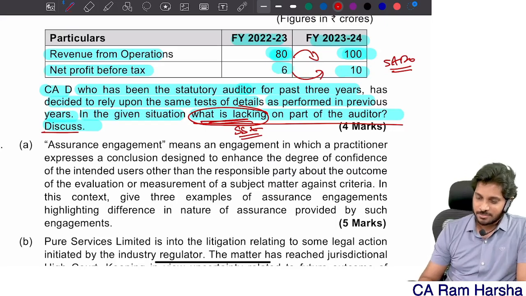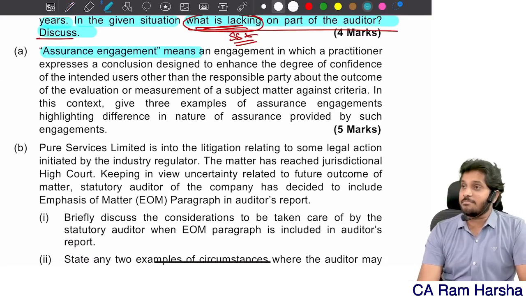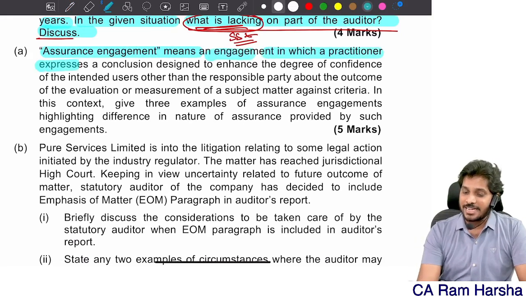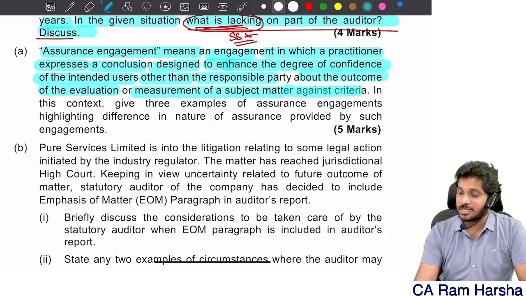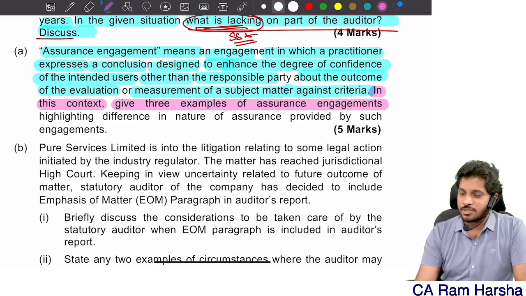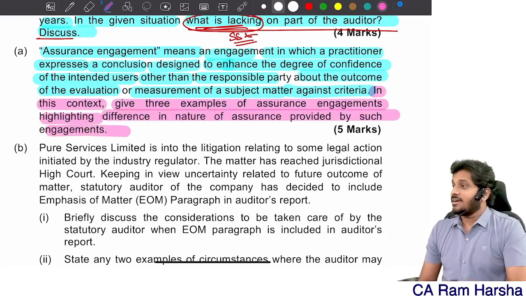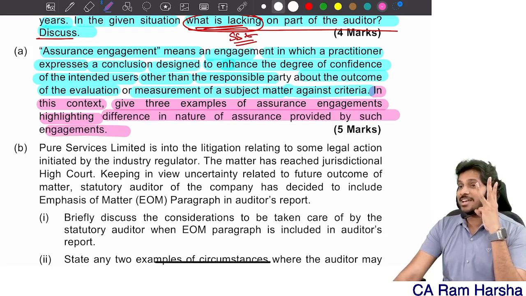Next. So what is an assurance engagement? Assurance engagement means an engagement in which a practitioner expresses a conclusion designed to enhance the degree of confidence of intended users other than the responsible party about the outcome of the evaluation or measurement of a subject matter against the criteria. That's a correct definition only. They gave the definition half. In this context, give 3 examples of assurance engagements highlighting the difference in nature of assurance.